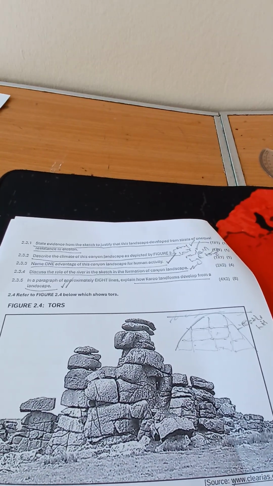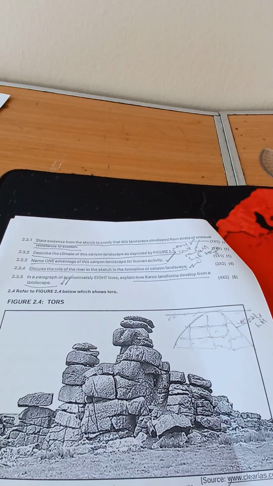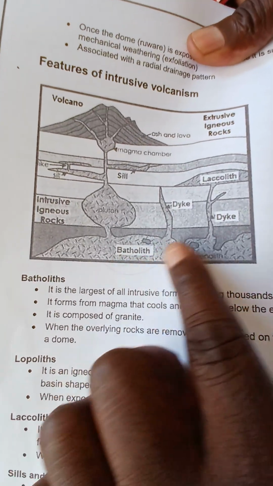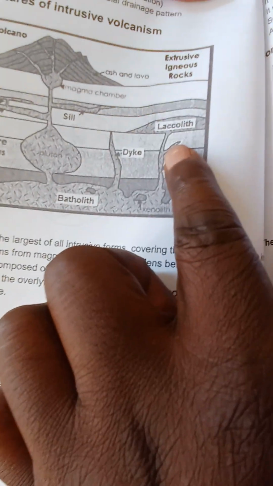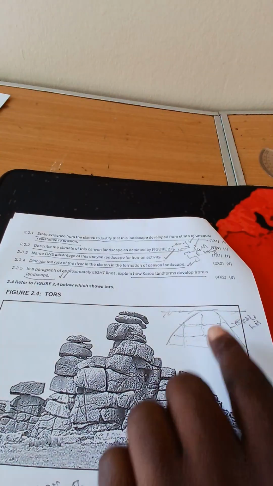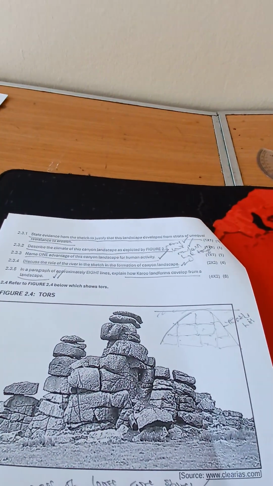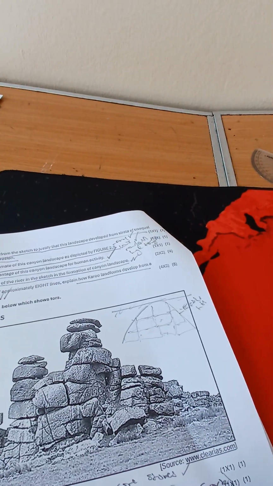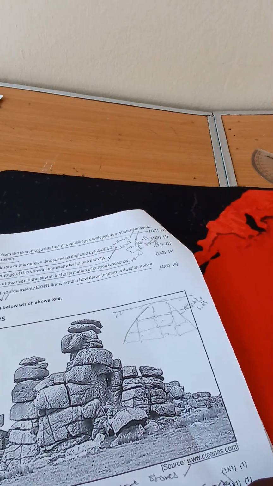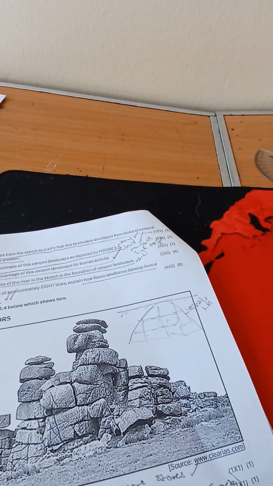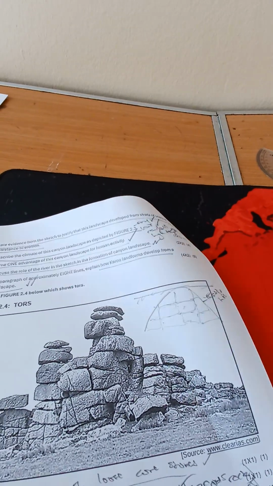Remember, I was talking about the igneous intrusions that are formed within the crust. Of course, I talked about the batholith. It can develop from a batholith or from a laccolith. That's where it can develop. Remember when I was explaining? It can develop from any of the two.